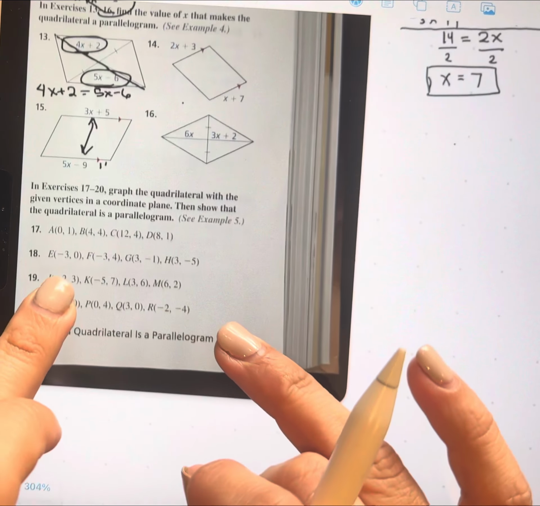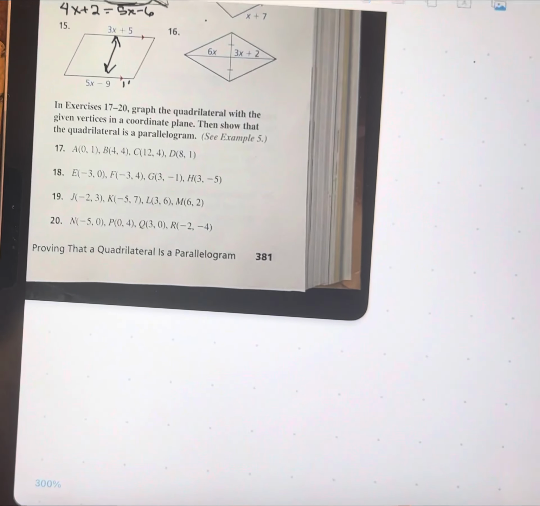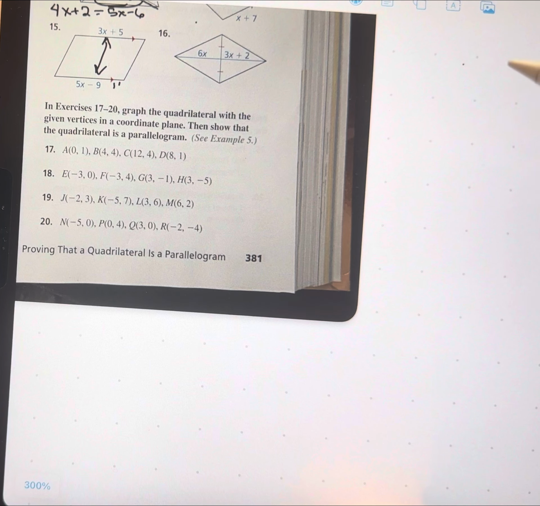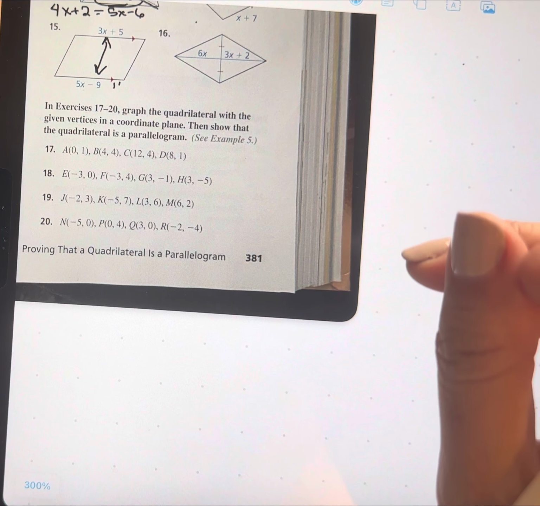Number 17 wants us to show that this quadrilateral with these given vertices is a parallelogram. So here's what I'm going to do. I don't think I need a really great accurate graph.